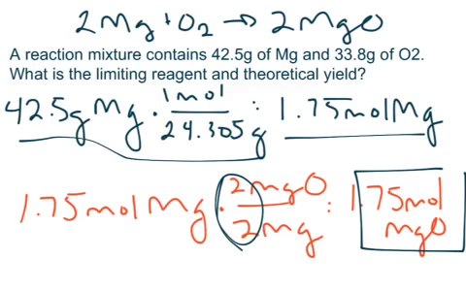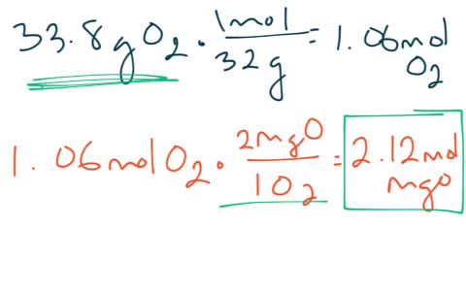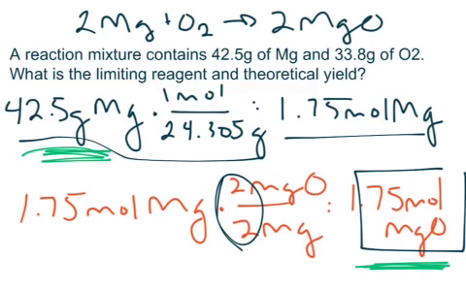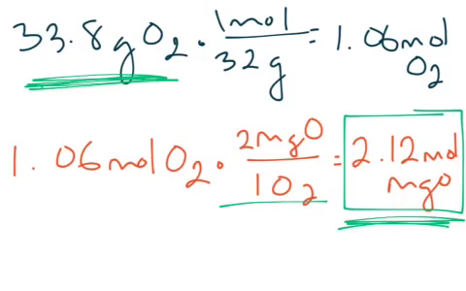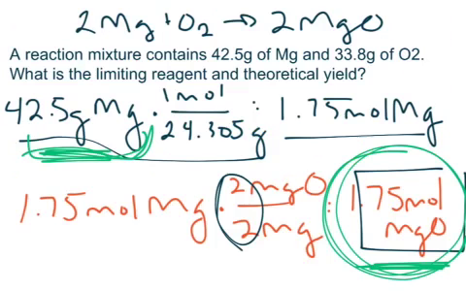We just figured out that with the available amount of magnesium, we can make 1.75 moles of magnesium oxide. And with the available amount of oxygen, we could make 2.12 moles of magnesium oxide. So what that means is we're limited by our amount of magnesium. The maximum value that we can create of magnesium oxide is going to be whatever the lowest number is. So 1.75 is going to be our maximum value because we're going to run out of magnesium. So the excess reagent is oxygen, and the limiting reagent is the magnesium.